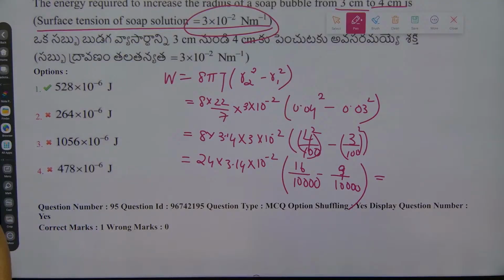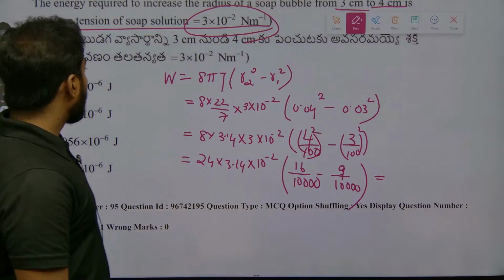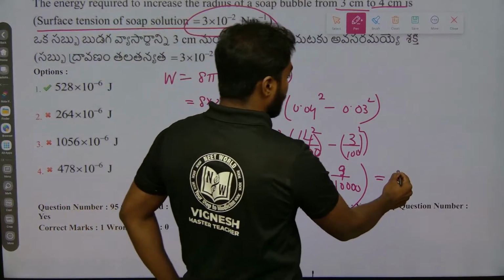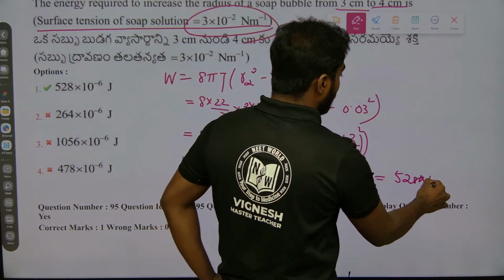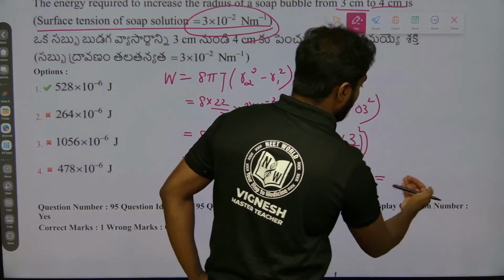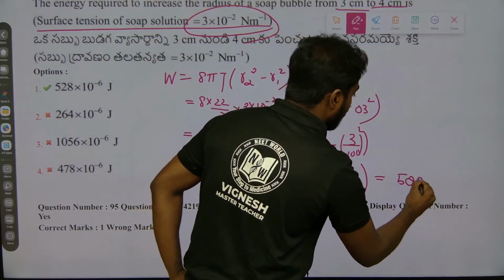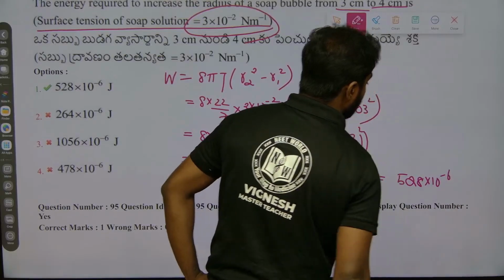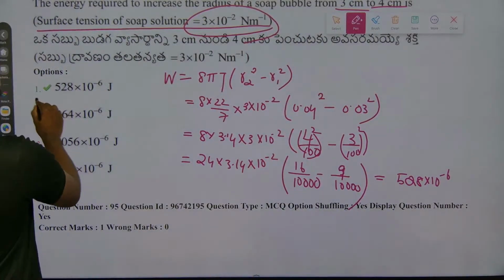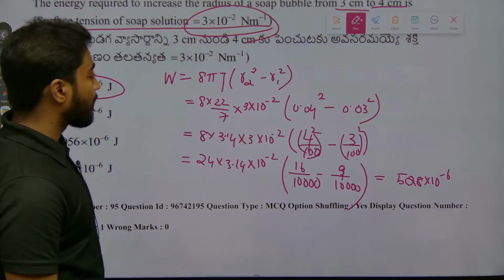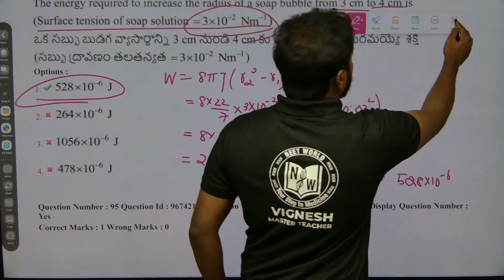Yes guys, it's 528 into 10 power minus 6. What is the answer? So option A. Option A is the answer. We'll go for the next question.